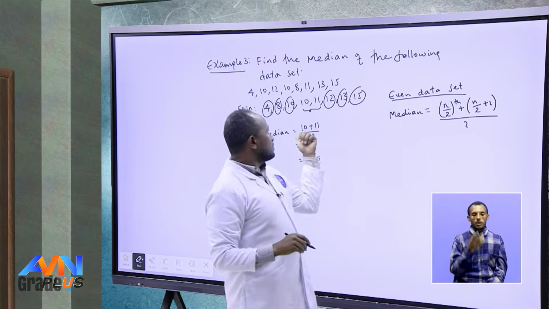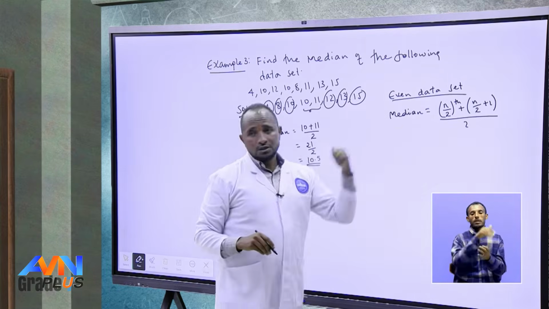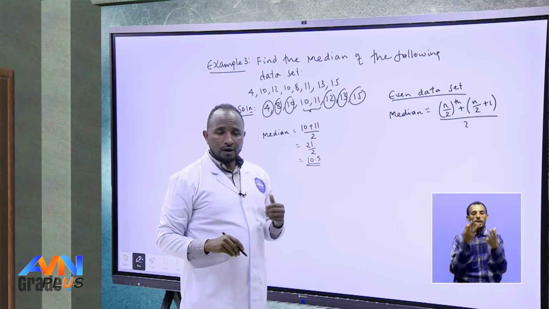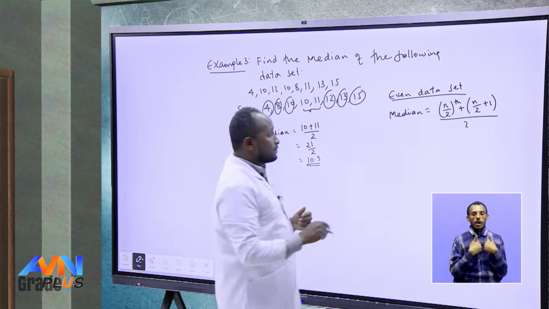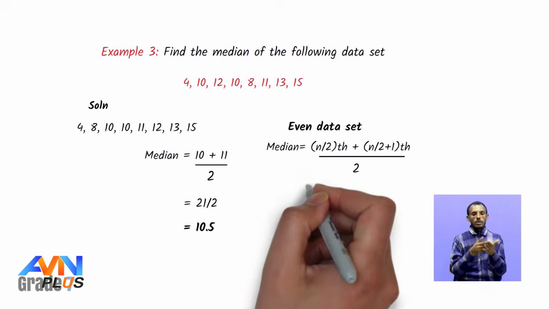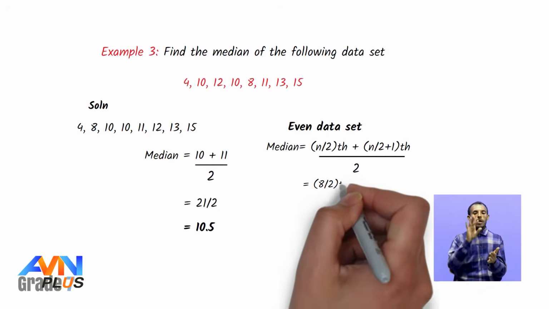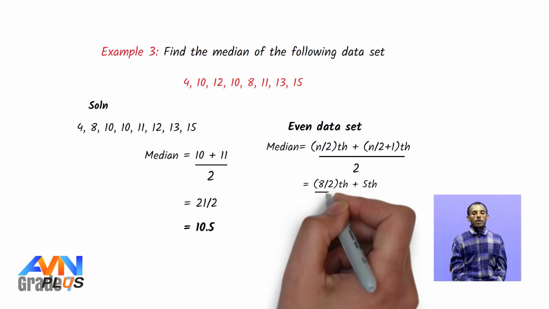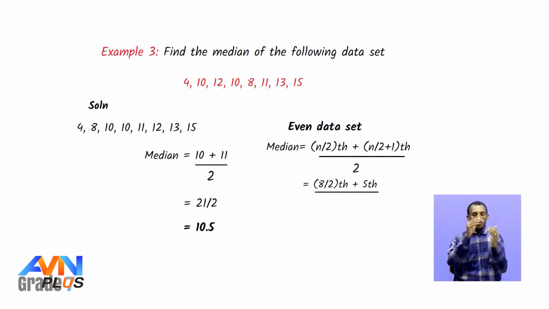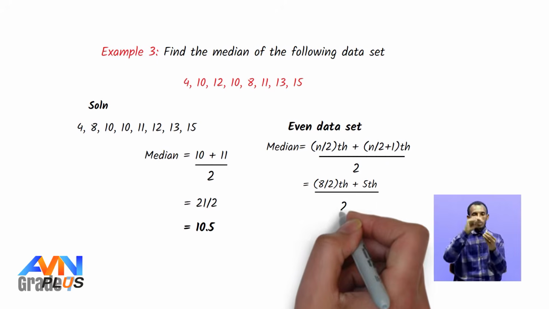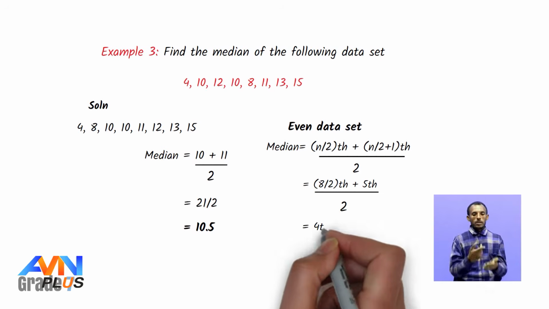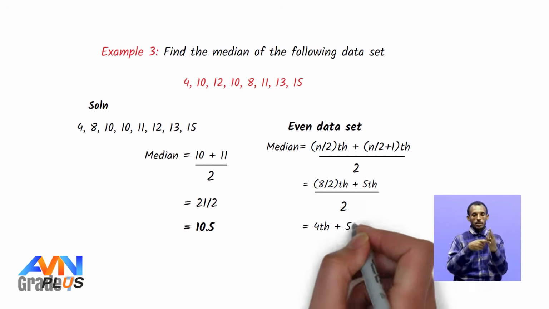Look, let's find the median of this data set using this equation. How many data do we have here? We have 8, that's right. Therefore, the median will be the 8 over 2's item. 8 over 2 means 4. So this is 4 plus 1, the 5th item, divided by 2. This will be the 4th item plus the 5th item over 2.